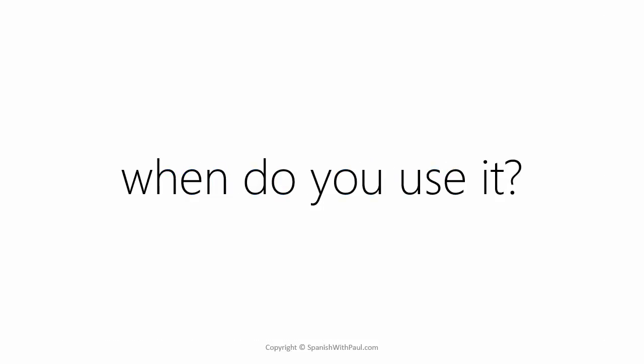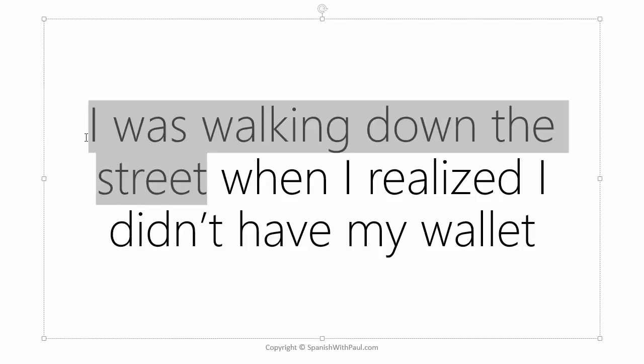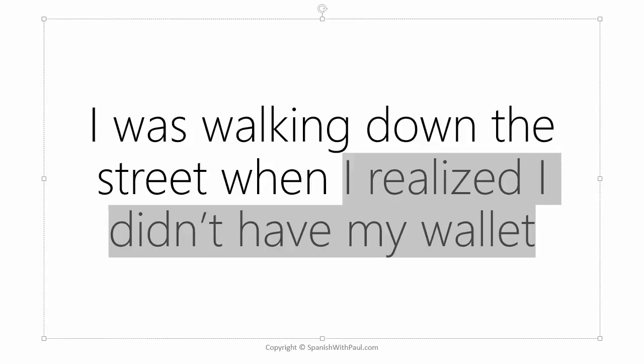You'll actually find this past ing tense being used a lot with storytelling, and in a very particular way. So I have an example sentence for you here. I was walking down the street when I realized I didn't have my wallet. So we have kind of two facets to this sentence. In the first part, we're saying I was walking down the street. It's setting the scene that that was the action that was happening, that was ongoing when this other thing happened.